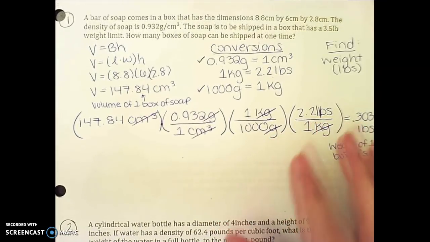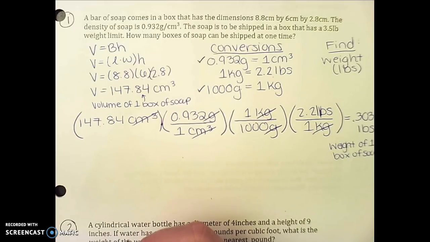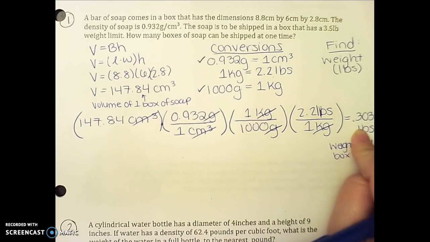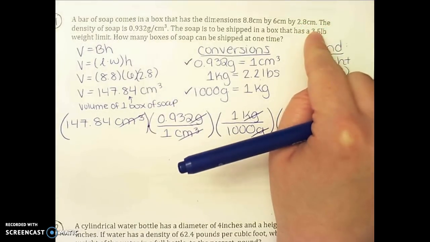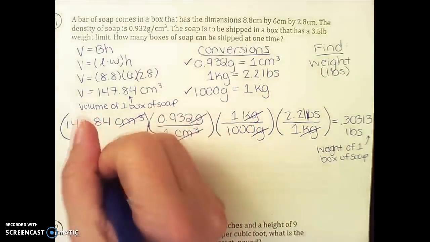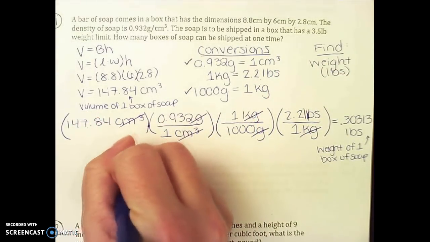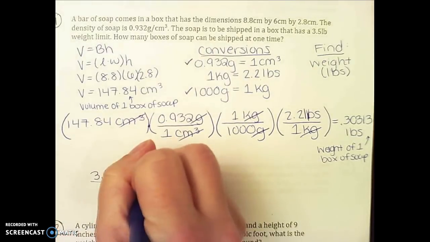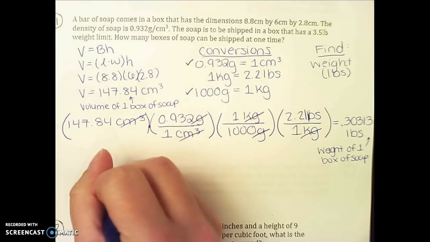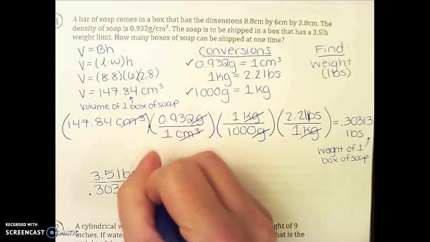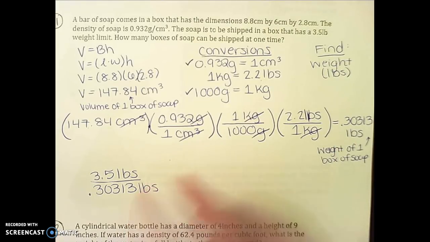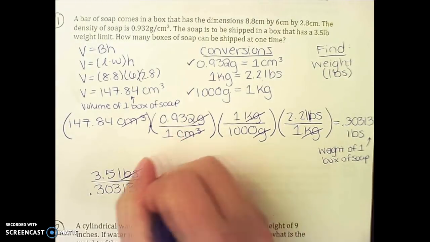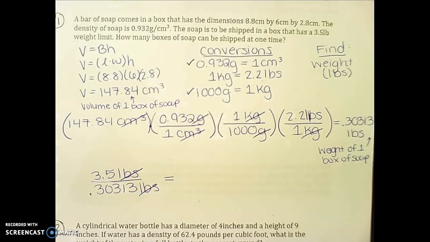Again, the question is asking me how many boxes of soap can be shipped at one time. So I want to know how many boxes with this weight is going to fit into a box that has a maximum of this weight. So I'm going to be dividing. I'm going to have 3.5 pounds as my weight limit divided by the 0.30313 pounds that is representing the weight of 1 box. And then my pounds divided by pounds is going to be reduced. So my answer is going to tell me how many boxes will fit.